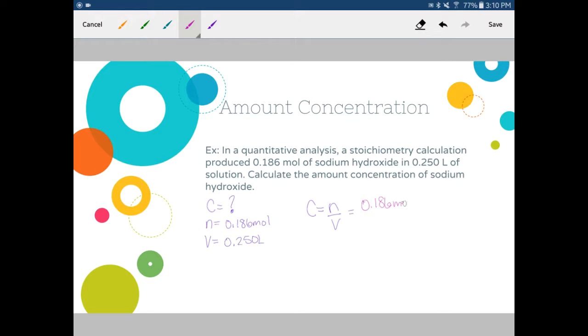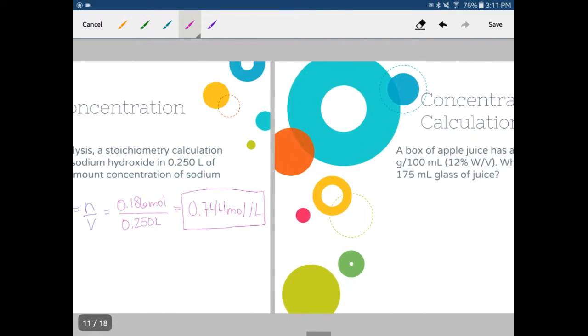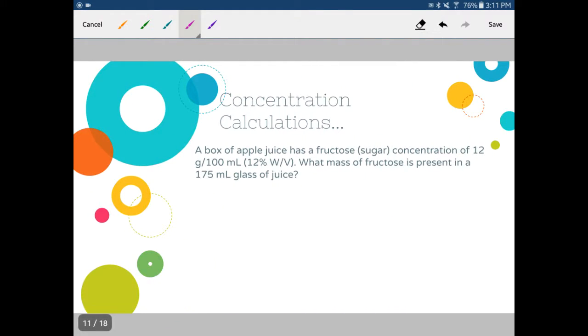0.186 moles per 0.250 liters. When I plug that into my calculator, I solve it to be 0.744 moles per liter. And that is the correct units on that as well. So that was a pretty easy calculation. Let's take a look if we can see or solve for anything a little bit more complicated.